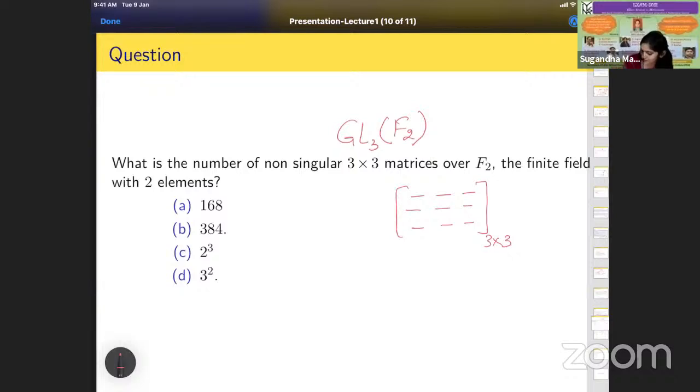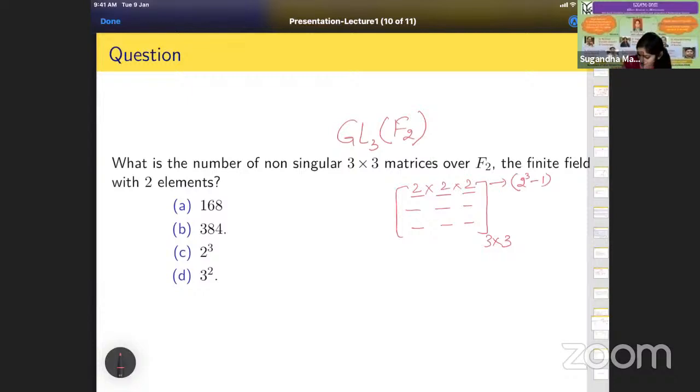So you have possibilities. You can fill any two elements here, any two here, any two here. But then the problem is you cannot have all zeros in the first row. So there is only one vector that you have to avoid. And this leaves you with 2 to the 3 minus 1 options for the first row.